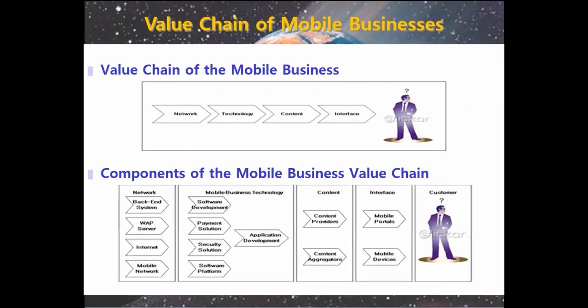So we have two visual maps. The first is the value chain of mobile businesses, where they start from the network, then the technology that they are using, then the content of the business, then their interface reaching to the customer. And the other one is the competency of the mobile for each one of those mobile businesses, for each one of the value chain.